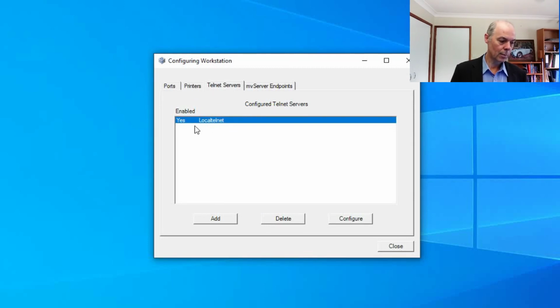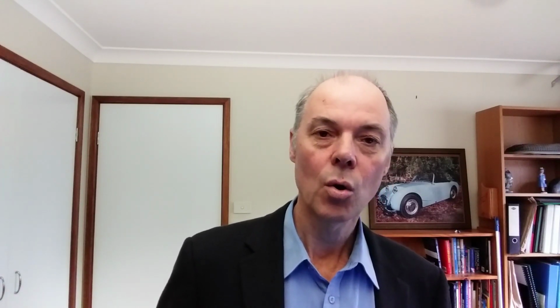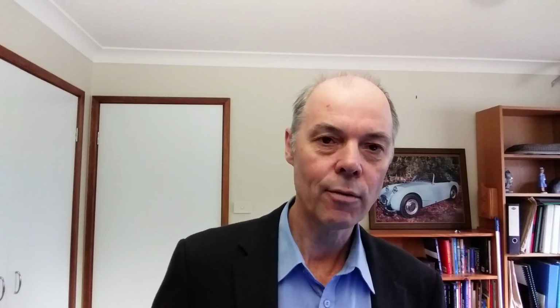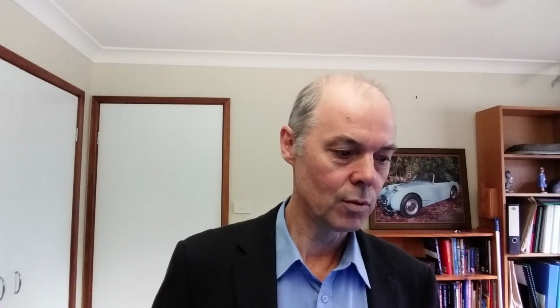So to recap, we've set up a telnet server, we've called it local telnet. We've set up a printer, we've called it local printer. They both connect to my D3 server. So when we start up the D3 server and then start up the workstation after it, we should see that we have available a printer that we can connect to, that will in fact be our local printer, and we have a telnet server and we can connect to that local telnet server too.